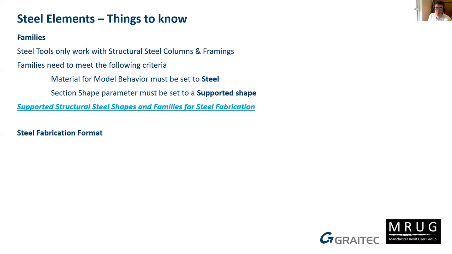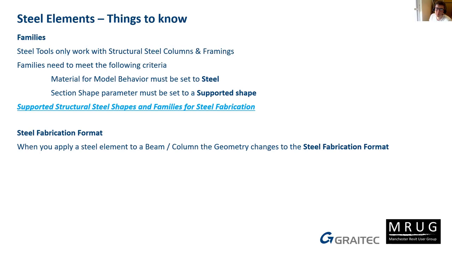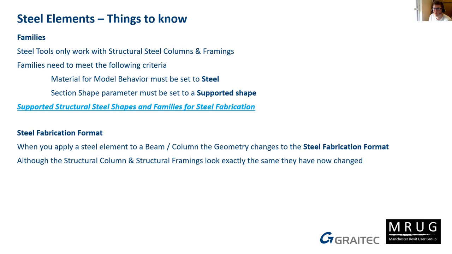The steel fabrication format, this is the bit that you guys might not like as much. When you apply a steel element to a beam or a column, the geometry changes to a steel fabrication format. It's the only way Autodesk could get these tools to work. Although they look exactly the same and none of your properties will change, they have changed in the background to a steel fabrication format. Once you've done this, the change is irreversible.